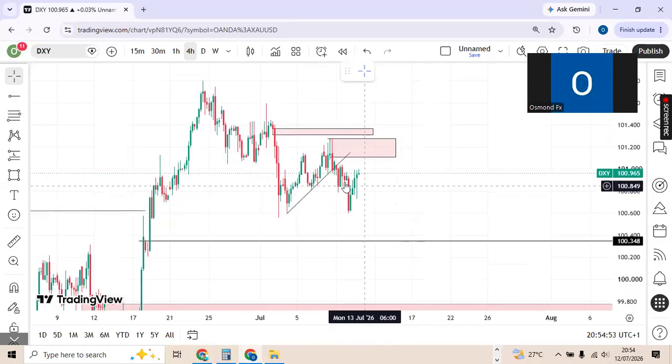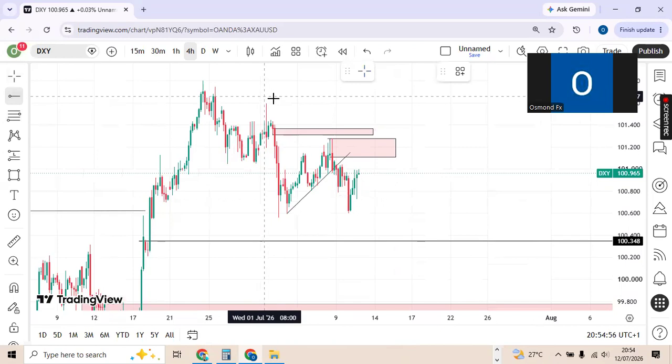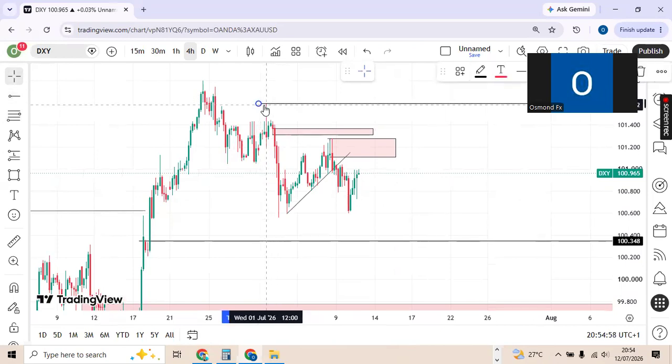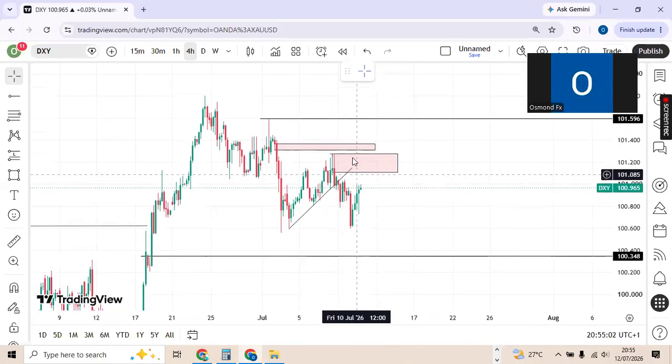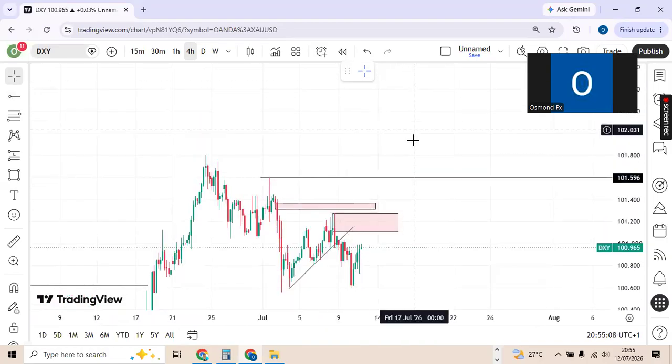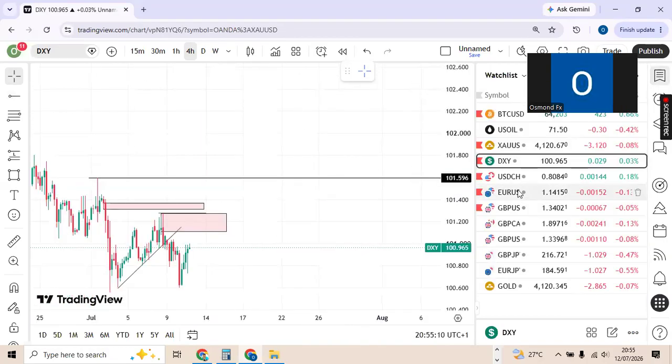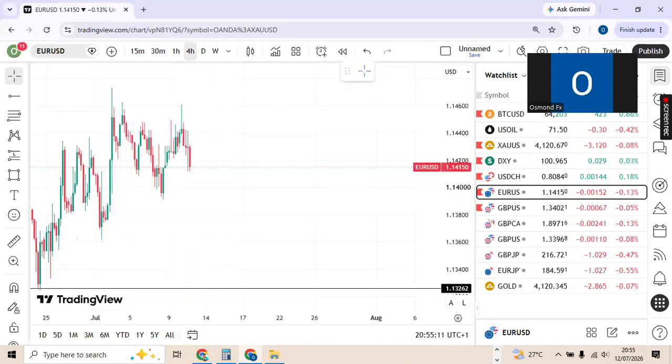Now, anything that makes the market come and break above this level, you can see this level here. If the market eventually breaks above this level, then just know that the market is no more bearish. The market is no more coming down. It means that the market wants to continue going up. So that is all for DXY. Let's head over to Euro USD.